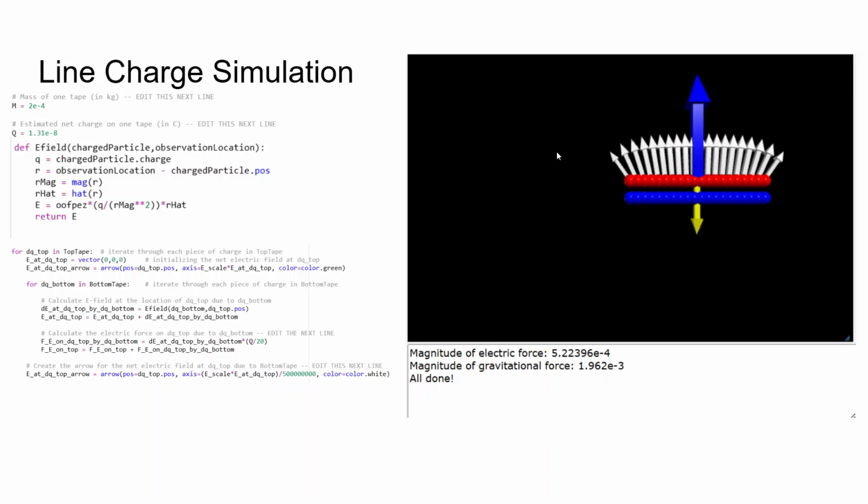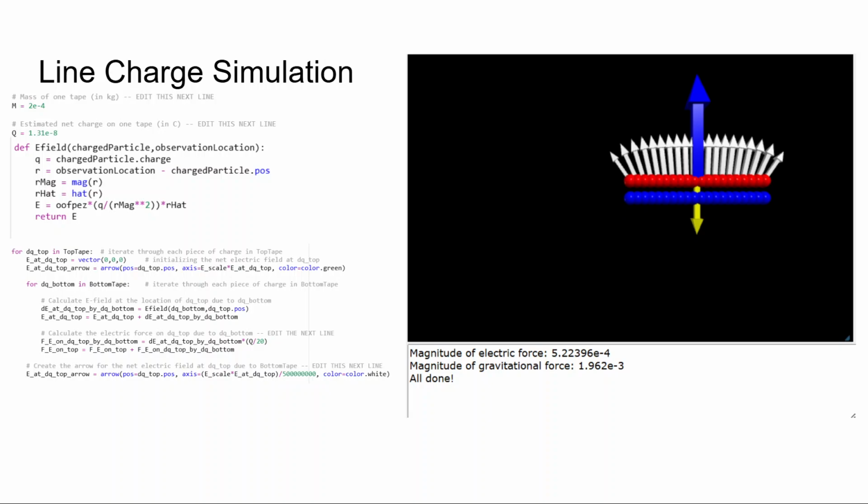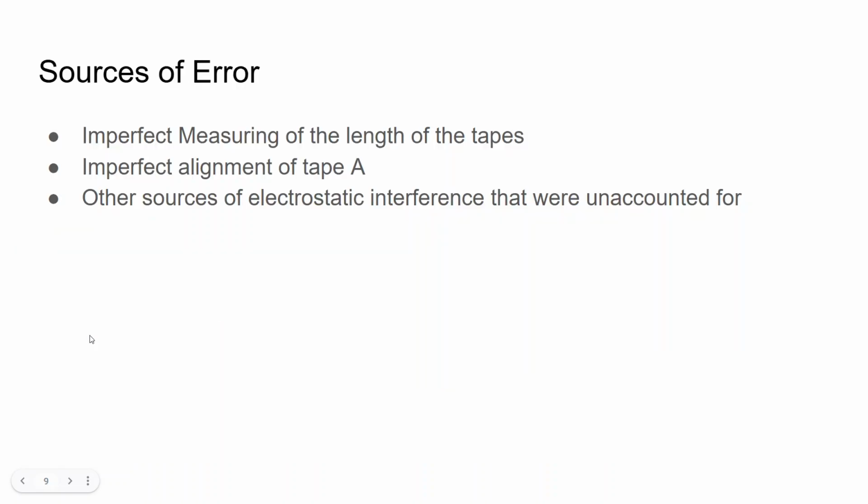And for the line charge simulation, it ended up being decently close to the same amount at around 1.962 times 10 to the negative 3. You can see in the code where I inserted the mass of the tape as well as the estimated charge from the previous experiment here. And this function is to calculate the electric field produced by the tape. And down here is to create the lines and arrows that represent the electrons and all the forces.